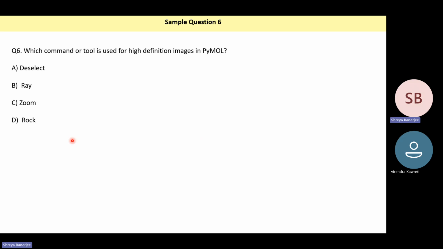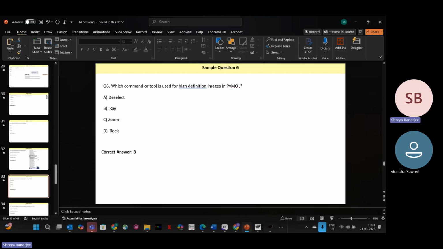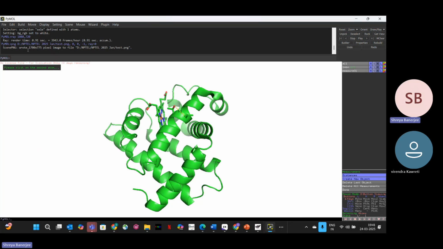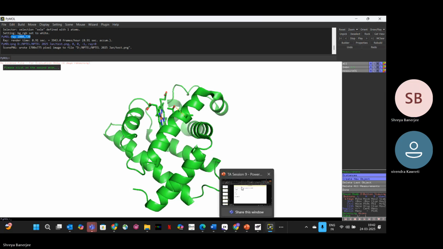The next question is asking, which command or tool is used for high definition images in PyMol? So here the answer is Ray. I just showed you in PyMol. I'll go to PyMol again. If you remember, we had given this command, Ray 1080 720, to generate a high resolution image. And after that image was rendered, we saved the image as a PNG. So the command used to define a high definition image is Ray. That is option B.